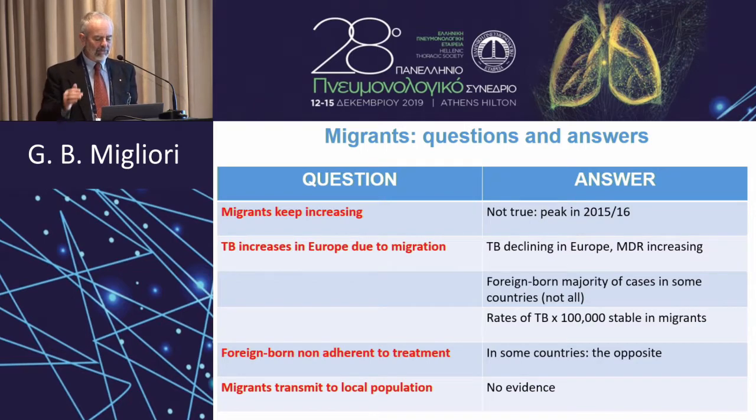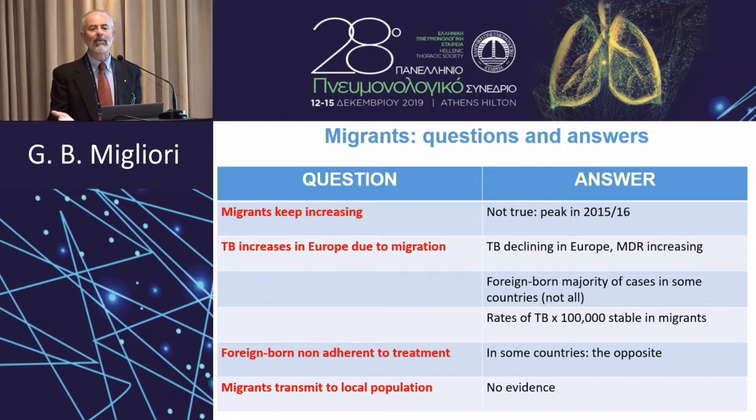Foreign-born are the majority in some countries, but not in all. And we have seen in Greece, they are a bit less than half, some 40% or so. And the rates of TB per 100,000 in Europe are stable globally. Okay, this is not meaning that migration is not important, but those arguments are used by politicians when they want to make Brexit or they want to divide the countries, or it's a typical argument which is used politically, the fear of migrants.